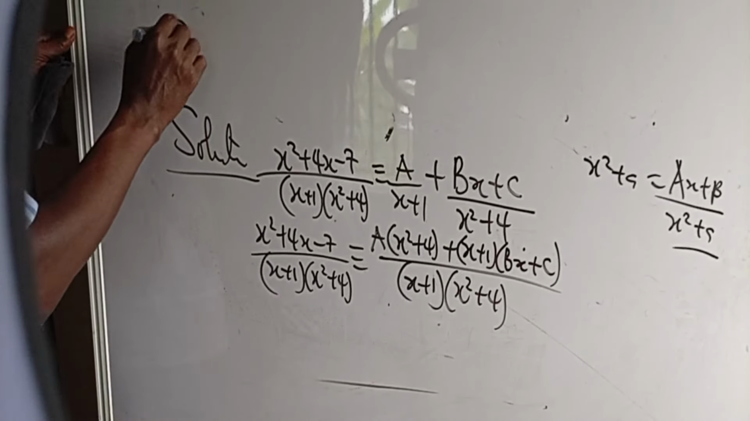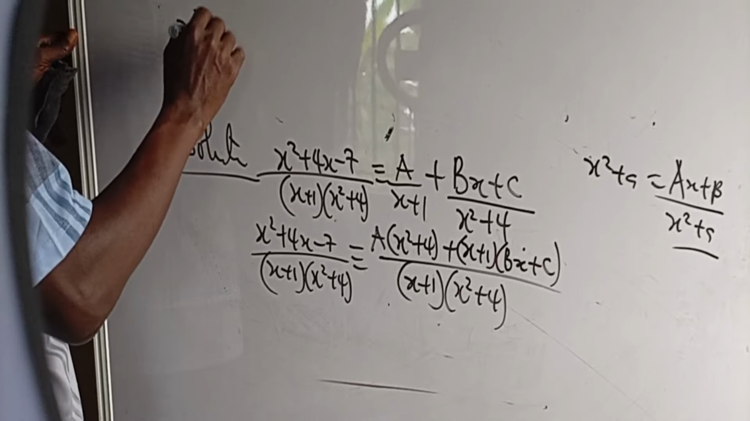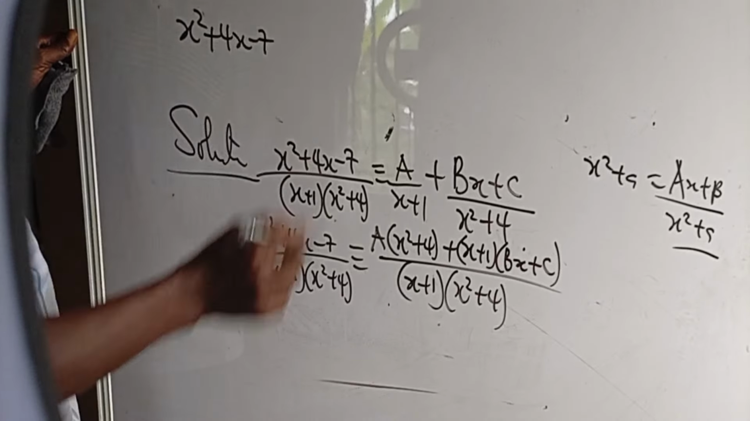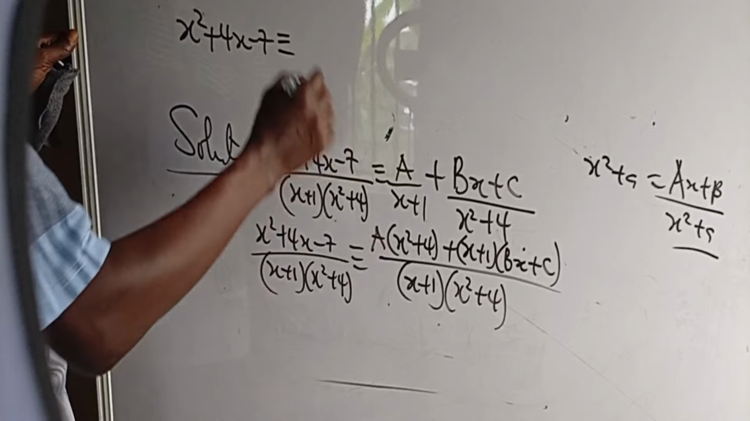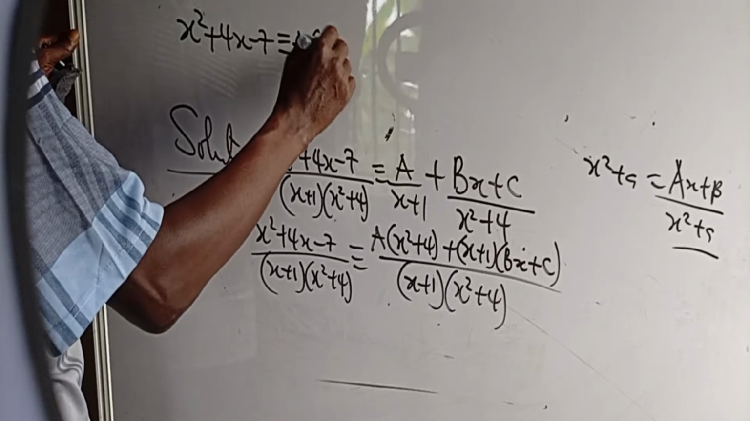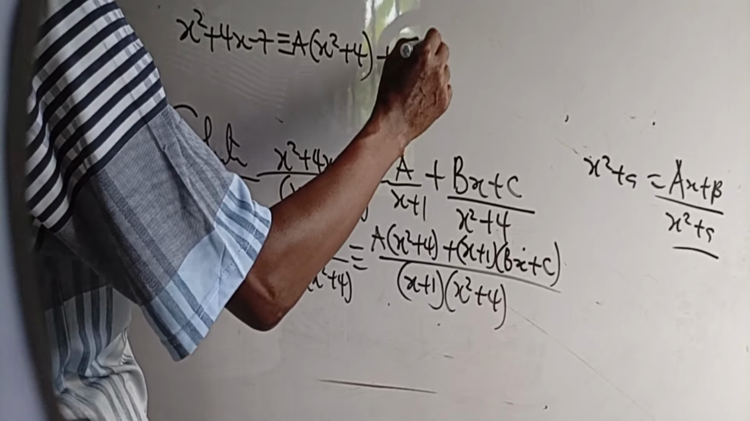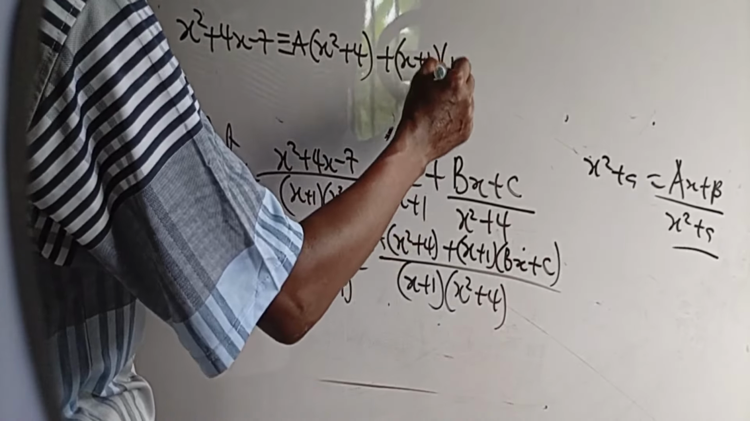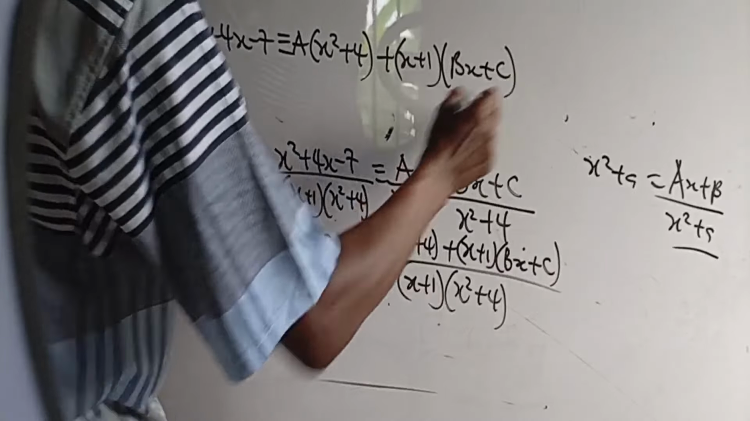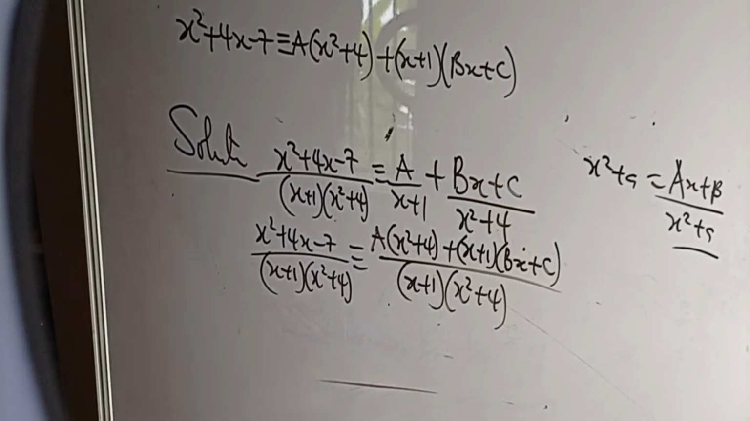So we have x squared plus 4x minus 7 equivalent to a into x squared plus 4, plus x plus 1 into bx plus c.